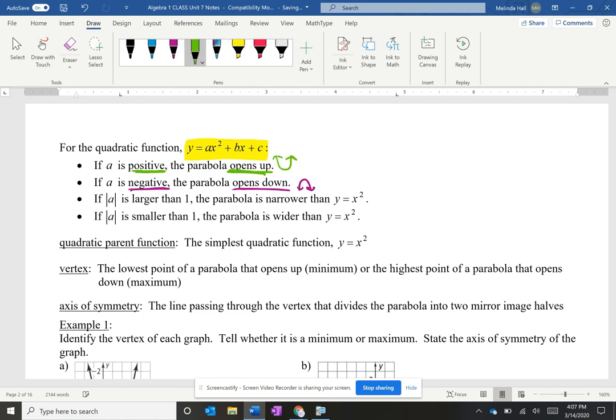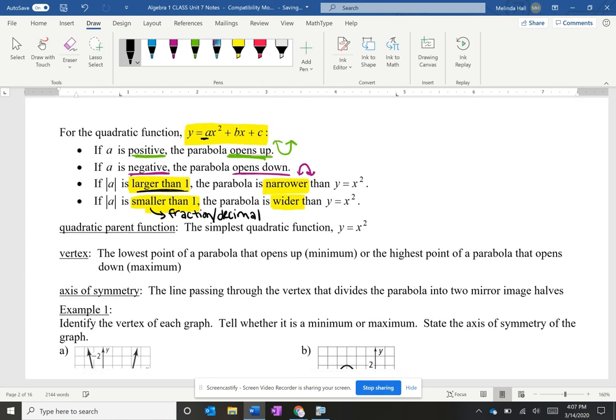And so then, if the absolute value of a, which is your number in front of the x squared, is bigger than 1, then your parabola is going to be narrower. Okay, so bigger than 1 is narrower. And then if it's smaller than 1, then it's going to be wider. And keep in mind that smaller than 1 means that it is a fraction or a decimal. Also, keep in mind that a negative number does not affect how narrow or wide it is. The negative number just makes it open down instead of open up.